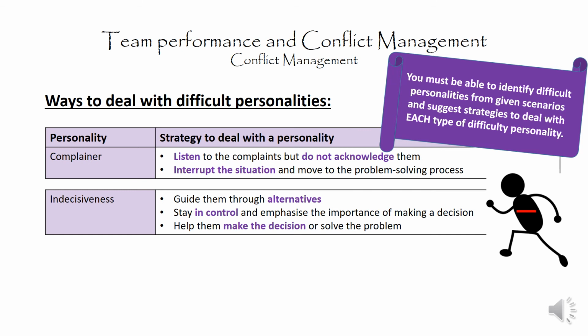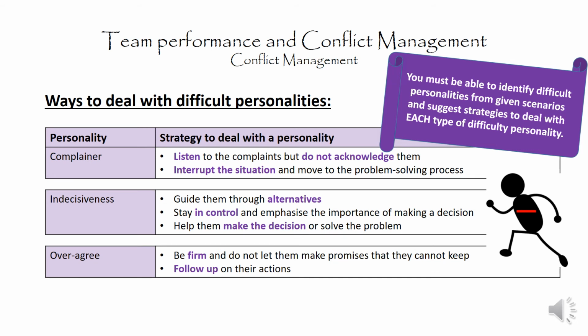All right. Then the over-agreeer, the person that just agrees with everybody. Obviously, with this person, you need to be very firm and not allow them to make promises that they cannot keep. All right, and follow up on their actions, because if he says, yes, I agree, ne? I agree. We should be doing X, Y, and Z. Yes, yes, I agree. We must work overtime, ne?